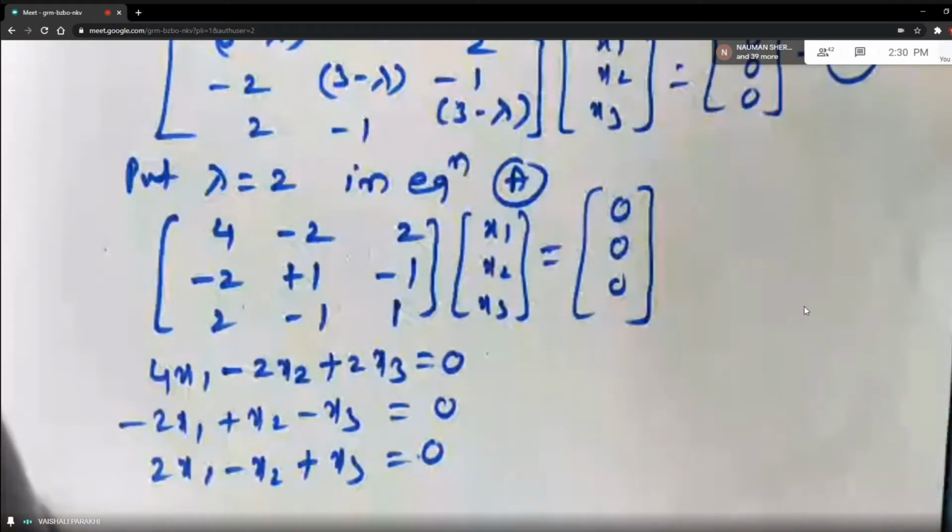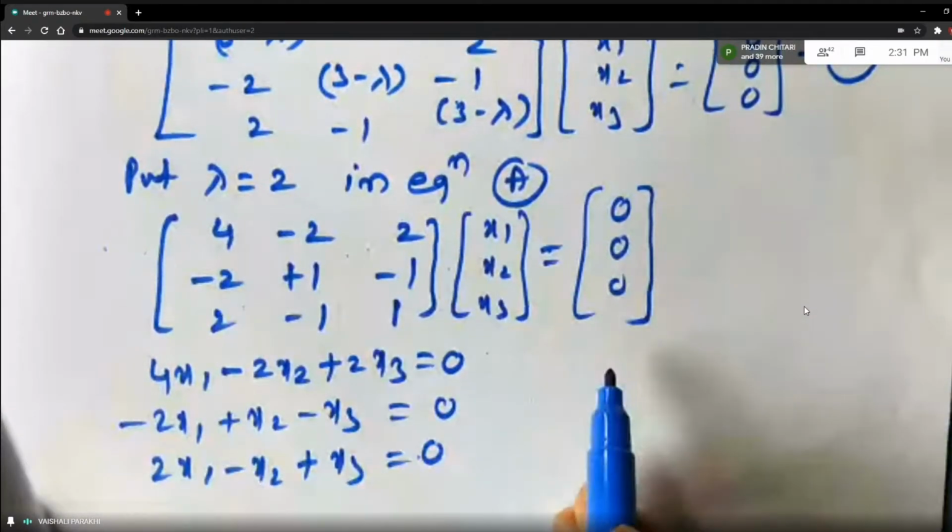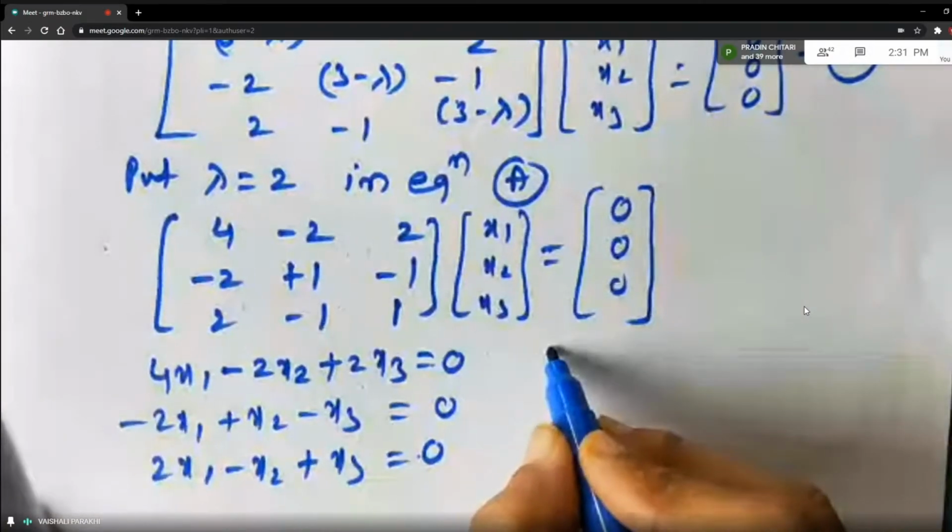So these equations we are going to rewrite, students. As I told you, if some number or sign is common, you can cancel it. Now from the first equation, what is common? 2 is common. So I can divide the whole equation by 2. So see what I get here.